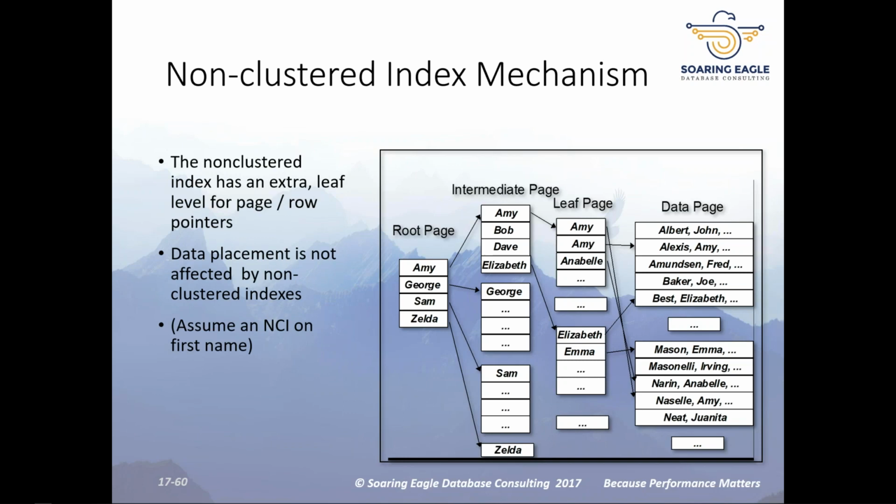How many Amy's do I have? If I say select count star from the table where first name is equal to Amy, I can use this index, come in down to the leaf page, but interestingly, once I get to the leaf page, I don't have to move to the data page. There's nothing there that I care about. As a result, I can treat the leaf level of the non-clustered index as if it is the data page of the clustered index.